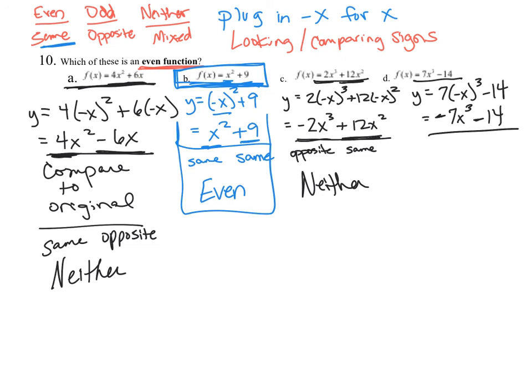And then we compare it. So we have negative x cubed and a positive x cubed, so those are opposite. And negative 14, so they're the same. So this one would be neither as well.